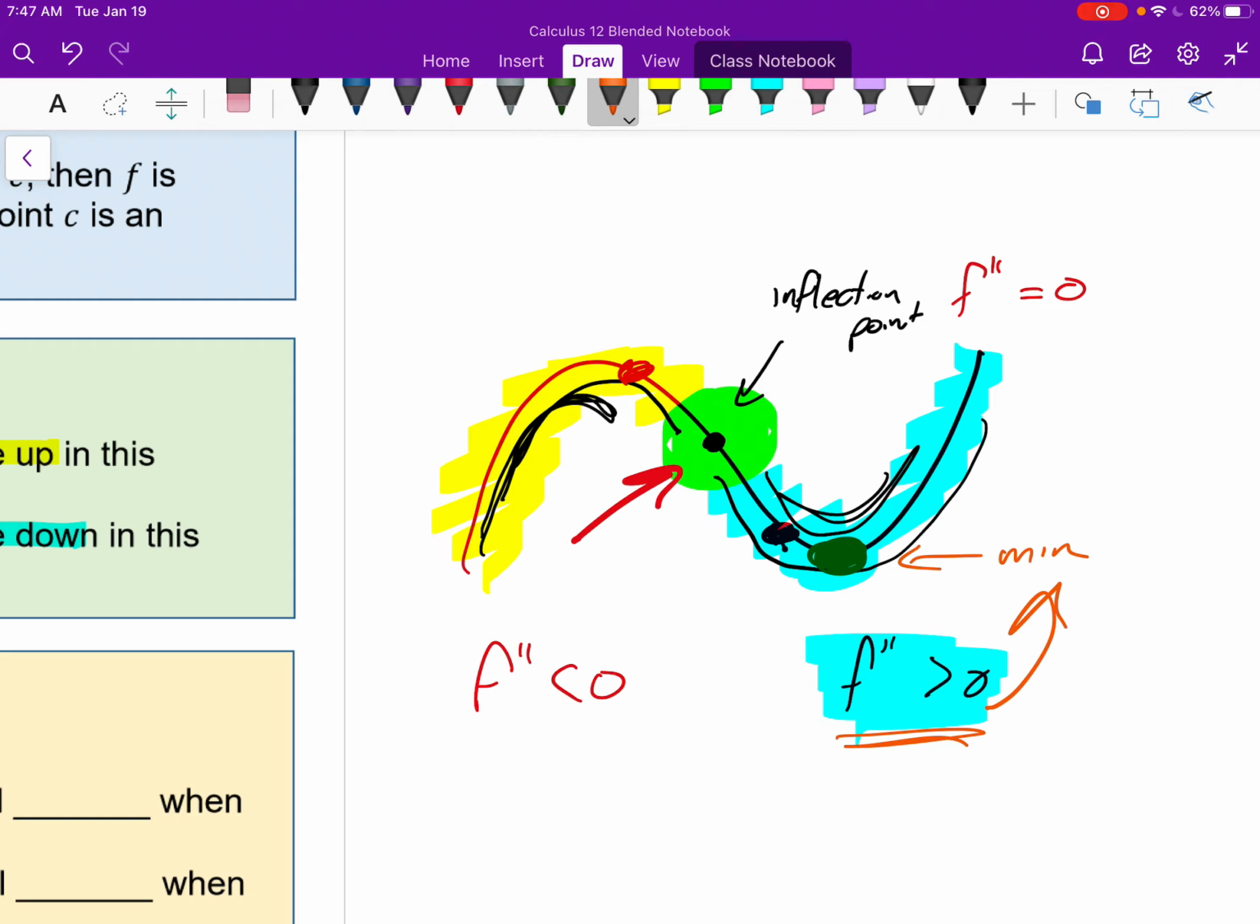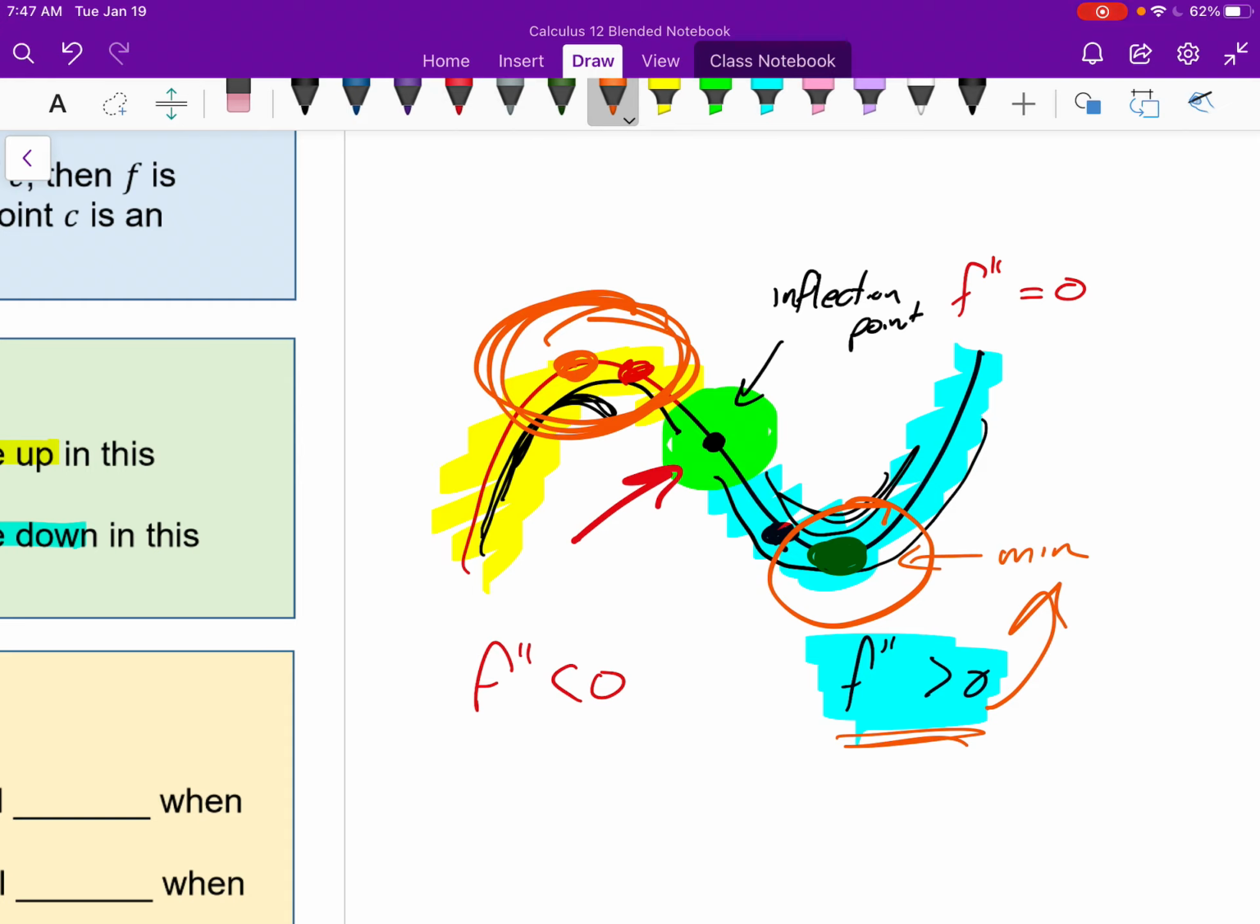And again, if it's concave up and there's a critical point, it can't be a max. Because if there's going to be a maximum in some region, let's say right here, it has to be a region that's concave down.